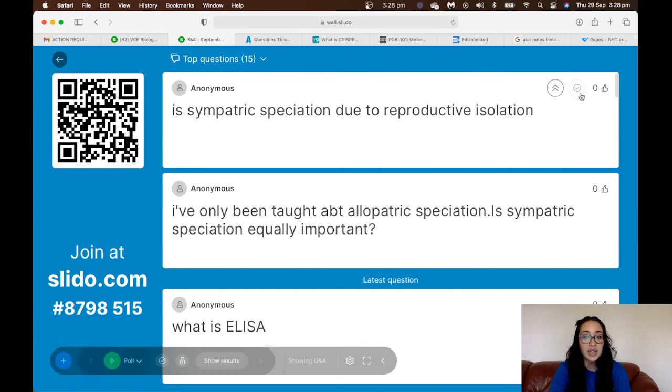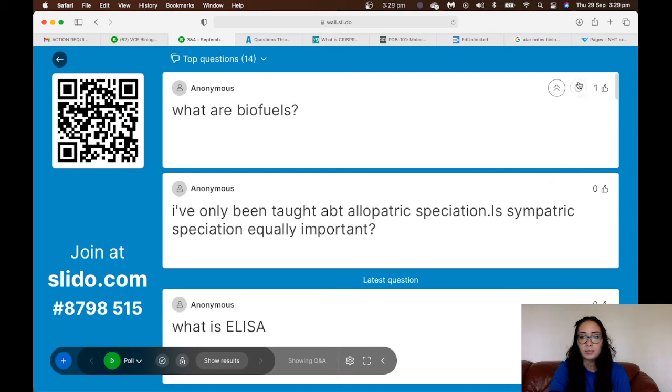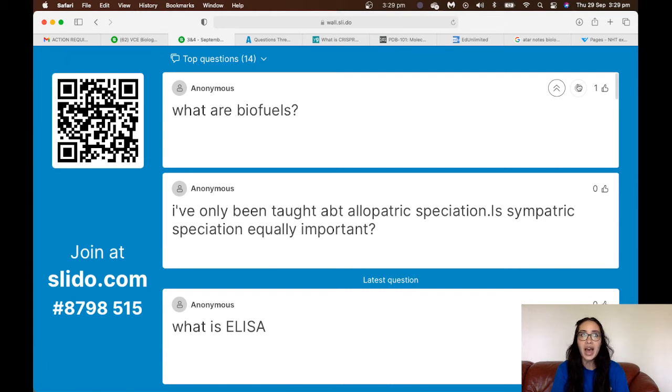Sympatric can be due to reproductive isolation, but can also be due to, actually, yeah, it is mostly reproductive isolation. Biofuels are fuels made of, like, if you work in a fish and chip shop, they have these huge vats of fat afterward. You can use that to make biofuels, like diesel or whatever instead. It's a more sustainable fuel source as opposed to fossil fuels.